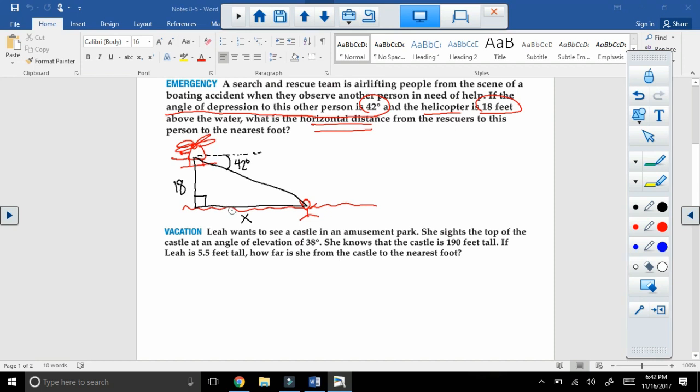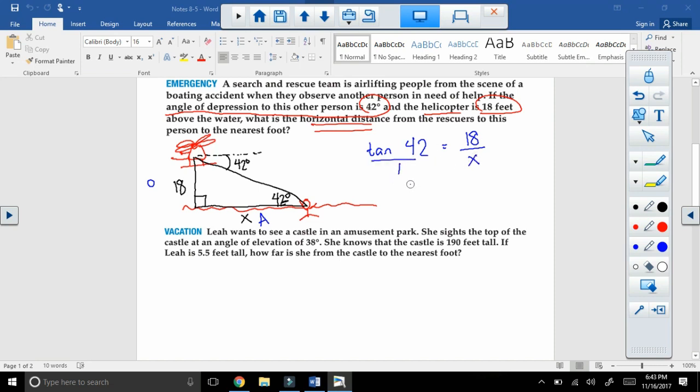So there's actually a couple different ways you can do this. Sometimes kids like to calculate this angle. I usually don't do that. I would just say, okay, if this angle of depression is the same as this angle of elevation, that would also be 42 degrees. So I would set this up, and I would write down, first of all, that this is opposite and this is adjacent. So I would set this up as the tangent of 42 equals the opposite 18 over the adjacent.